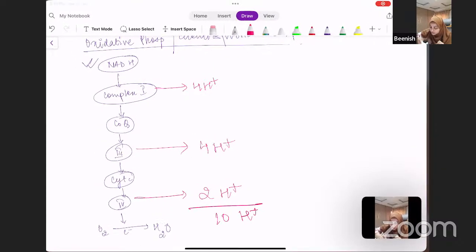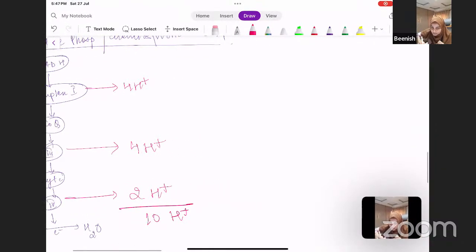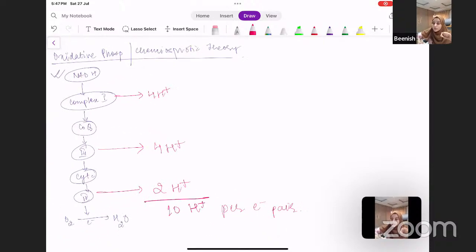10 protons or 10 hydrogen ions per electron pair. So when electrons are jumping, free energy is being released, which is being trapped to pump protons, in other words, being trapped to generate ATP. Also remember that your complex 2 is not acting as a proton pump.